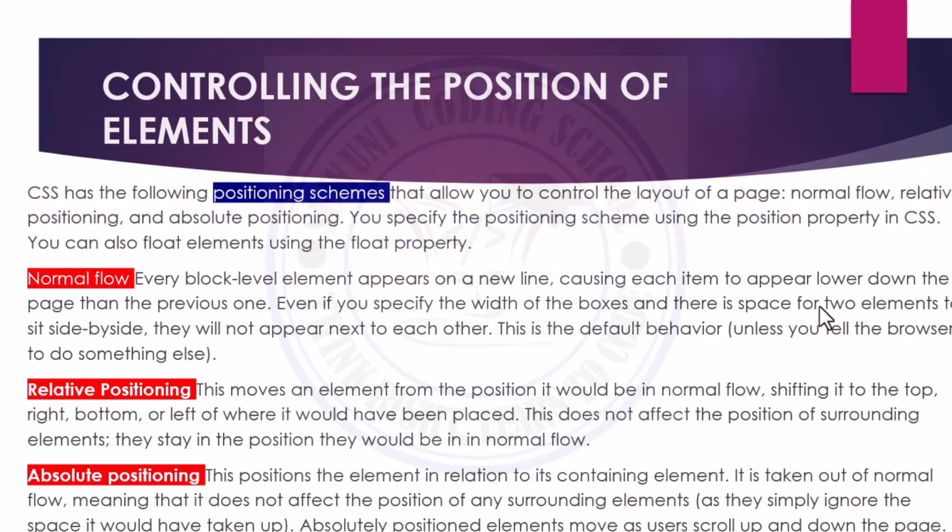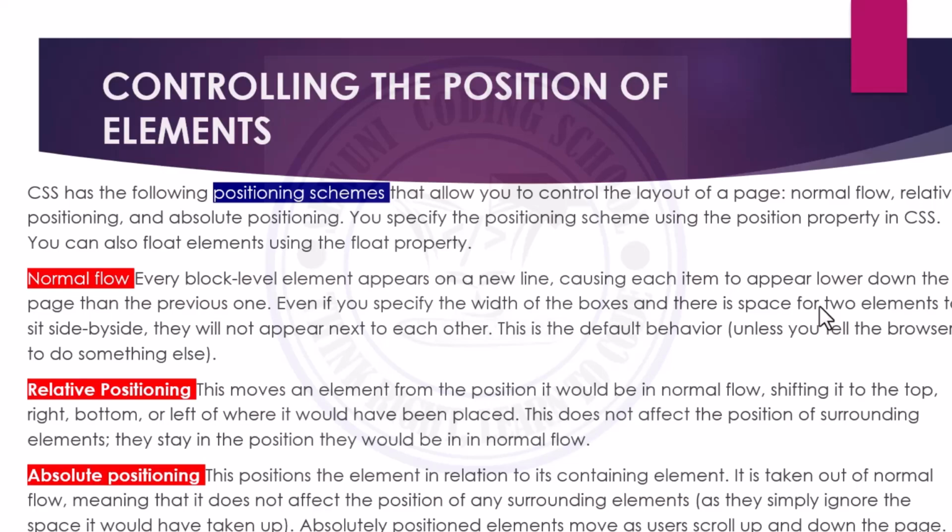Now, normal flow. What is normal flow? Every block level element appears on a new line, causing each item to appear lower down the page than the previous one. Even if you specify the width of the boxes and there is space for two elements to sit side by side, let's say you indicate a width that will not span the whole line, there's no way two of them will sit on the same line. The other must drop because it is a block level element. They will not appear next to each other. This is the default behavior of the normal flow, which is the block level element.